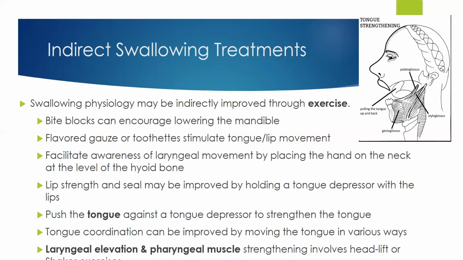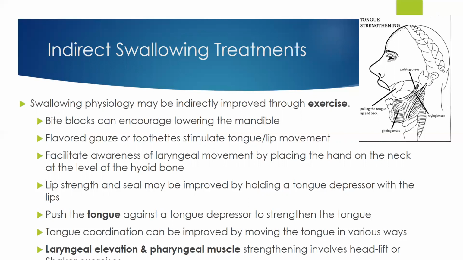So bite blocks can be encouraged to lower the mandible. We'll use flavored gauze pads and toothettes to stimulate tongue and lip movement. We might facilitate laryngeal elevation and movement by placing our fingers on the thyroid notch and moving it upward. We do lip seal training by holding a tongue depressor with the lips, or sometimes with buttons. As the buttons get smaller, it gets more challenging, and we'll put them on a string or dental floss and have the client pull against resistance.